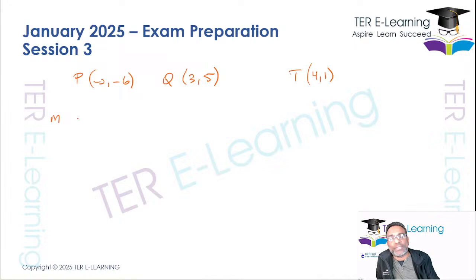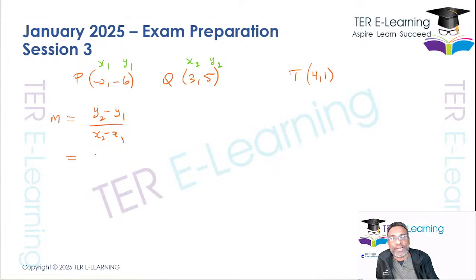There's a formula to find gradient, right? And that formula is not given to you in the exam as well. It's y2 minus y1 all over x2 minus x1, right? That's the formula to find gradient. So again, make sure these points are labelled x1, y1, x2, y2, right? And then all we're going to do now is substitute into this gradient formula here.